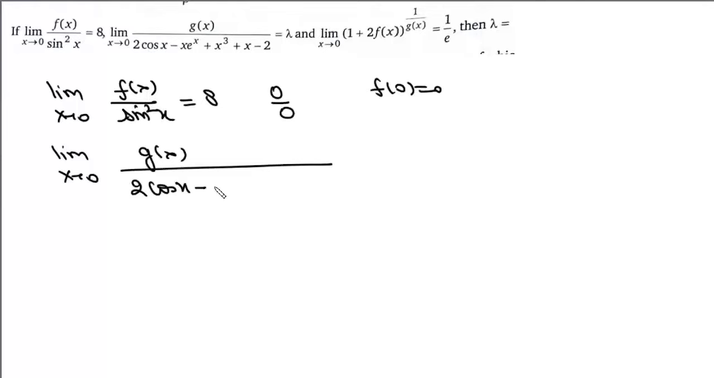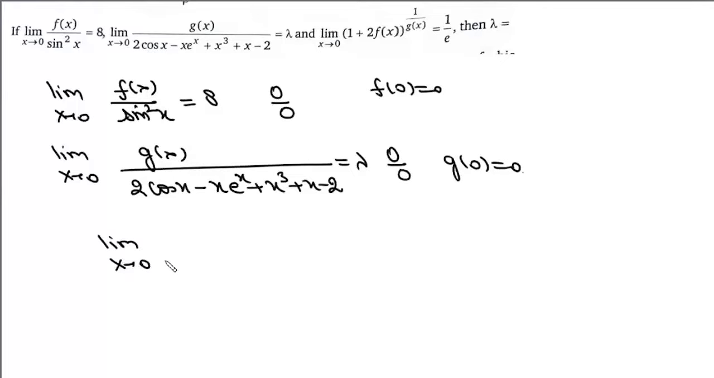2 cos x minus x into e to the power x plus x cube plus x minus 2. Now if we put x as 0, it is 2 minus 2 is 0, 1 minus 1 is 0, which again is 0 upon 0 form. This is lambda, and we also know g(0) is equal to 0, and we are given that this limit x tends to 0, (1 plus 2 f(x)) to the power 1 upon g(x), is e to the power minus 1. Now this is 1 to the power infinite form.